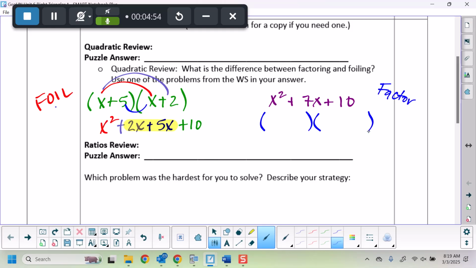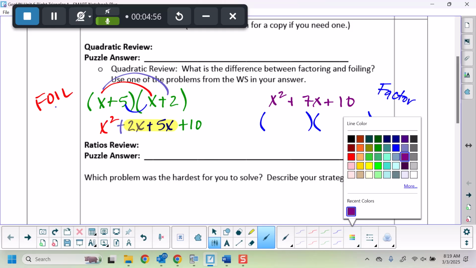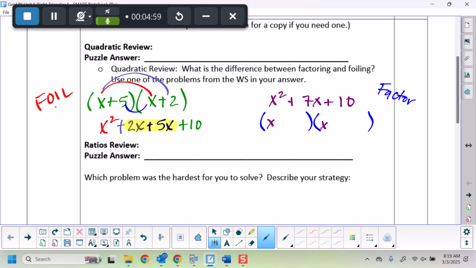So your first step is always going to be to split your x's, because x times x is x squared. So what you're doing is you're working backwards. Your first terms, first, outer, inner, last, your first two terms were multiplied together to give you x squared. The only way to get x squared is x times x. Thumbs up if that makes sense to you.